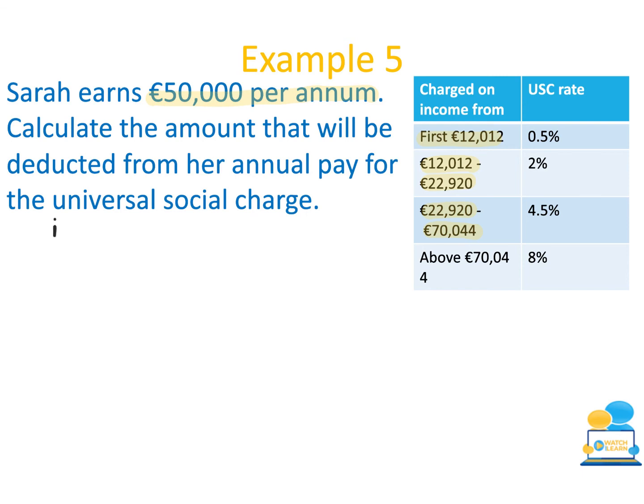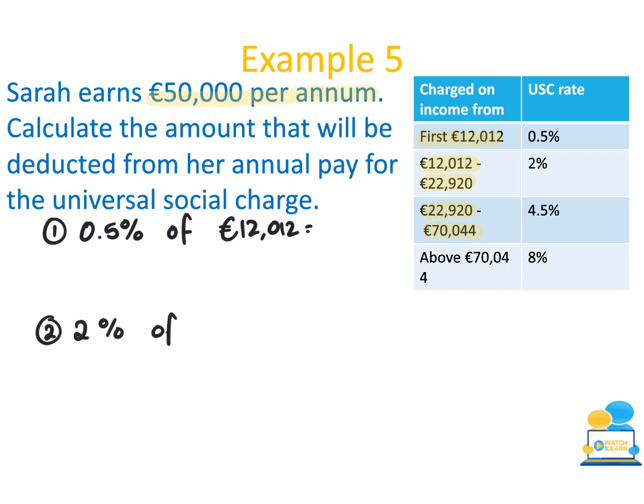The first step, I would find out how much tax she has to pay in the first band. So that would be 0.5% of 12,012 euros. Find out how much that is. The second step I would do, we need to find out how much she pays in the second band. So that would be 2% of the amount in between that band. So that's the difference between 22,920 and 12,012. She's being taxed at 2% on the money there.